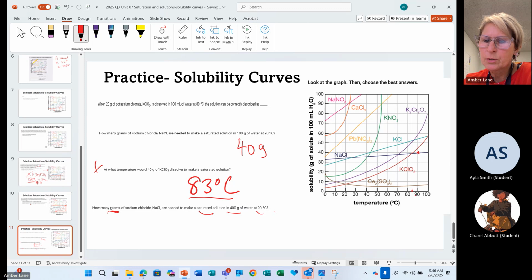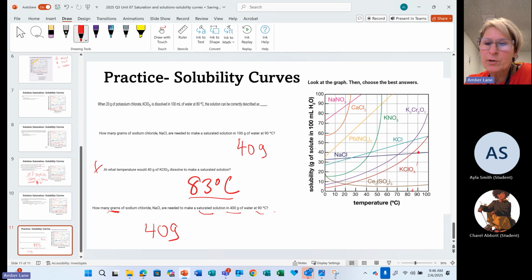Okay. So approximately how many grams at 90 degrees? Does it look like 40 something? Yeah, I would say approximately 40. And when you're going vertical, you're not getting the horizontal one. So you're doing the horizontal one, not the vertical. Yeah, I went horizontal and then I went up to get to my vertical. Okay. Because it says how many grams.